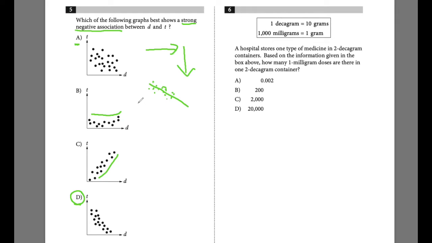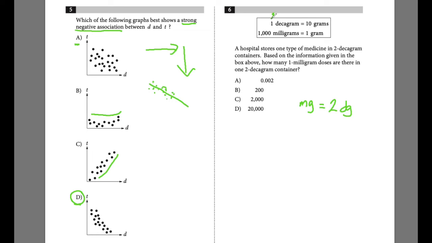Number 6, a hospital stores one type of medicine in 2 decagram containers. Based on the information given in the box above, how many 1 milligram doses are there in 2 decagram containers? This question is basically asking us how many milligrams are in 2 decagrams. And we're going to use the table up here to help us figure that out.